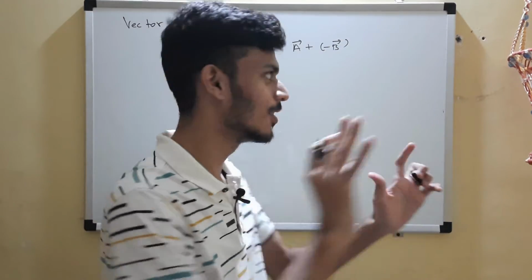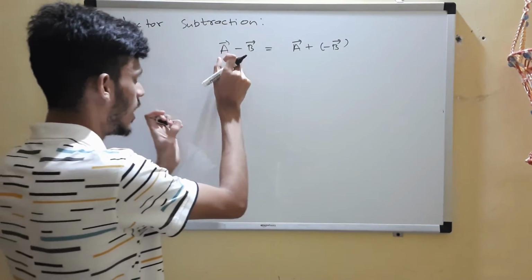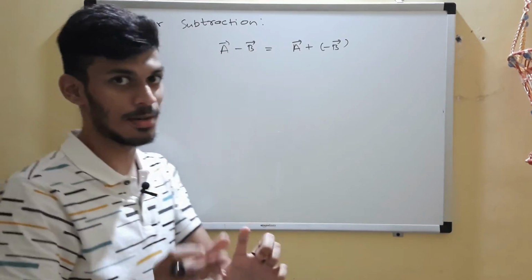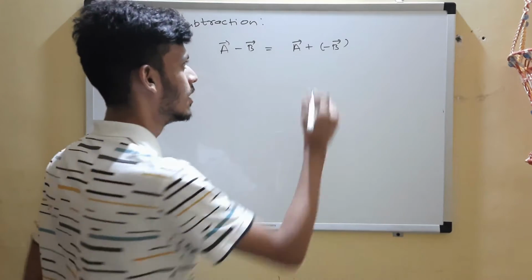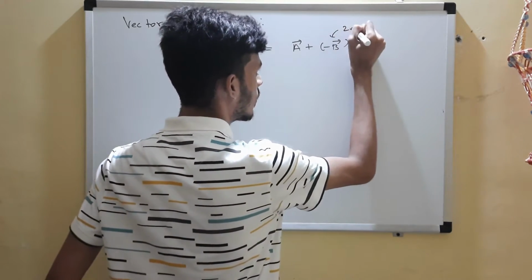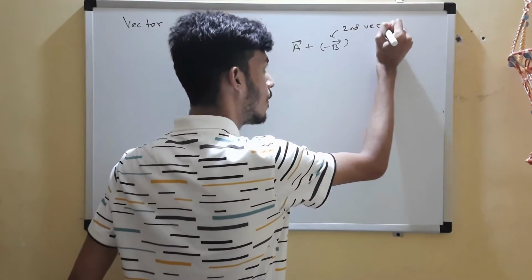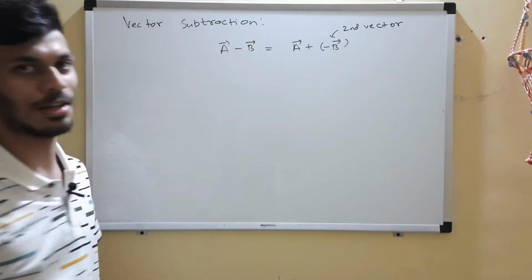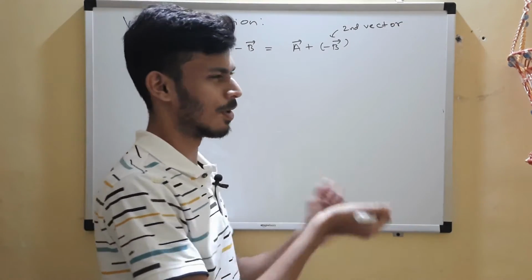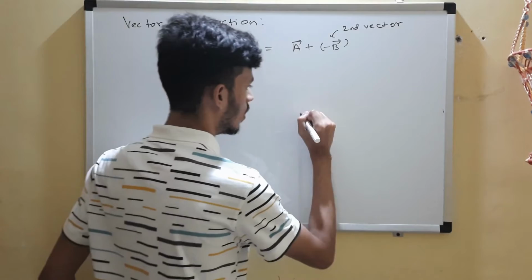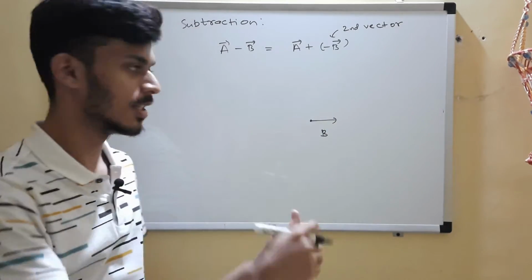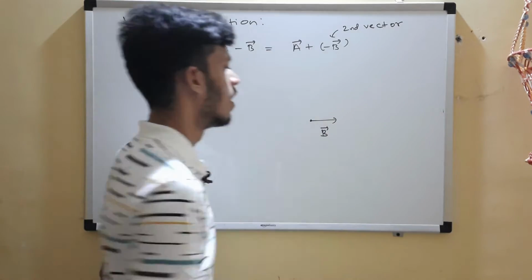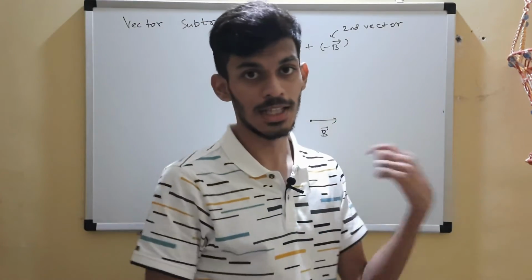You got the idea. What did I do? Vector a minus vector b is the same as vector a plus minus vector b. This is the second vector. So I'm treating minus b as my second vector. So how to draw minus b? Suppose this is b vector, of course. And how to draw minus b?